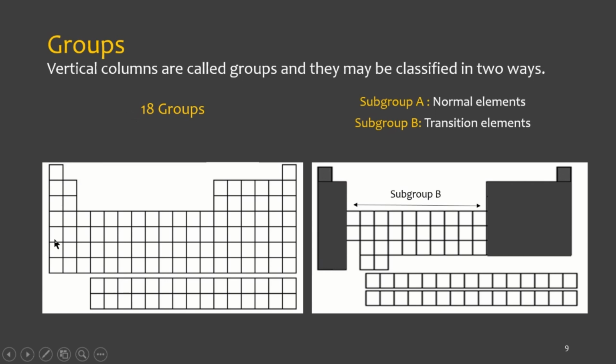Groups. The vertical columns, these towers, are called groups. They may be classified in two ways. IUPAC is responsible for categorizing these elements into groups. First of all, there was a subgroup arrangement, subgroup A and subgroup B. As you can see here, subgroup B contains all the transition metals or transition elements, and subgroup A contains all the normal elements, or non-transition elements. But then IUPAC modified the arrangement of the elements into groups 1 to 18. Now in the 18 group arrangement you have groups 1, 2, 3, 4, 5, 6, up to 17, 18, straight 18 groups.